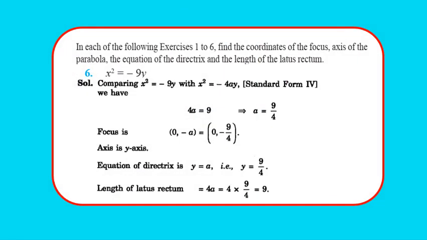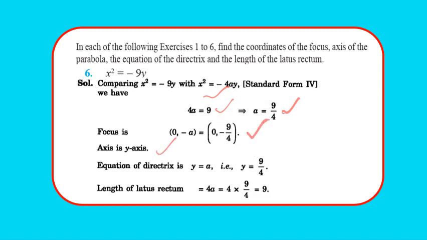Next is question 6. x square equals to minus 9y. So this is in the form of x square equals to minus 4ay. Comparing with the standard form, we get 4a equals to 9, or a is equal to 9 by 4. So focus is (0, minus a), that is (0, minus 9 by 4).